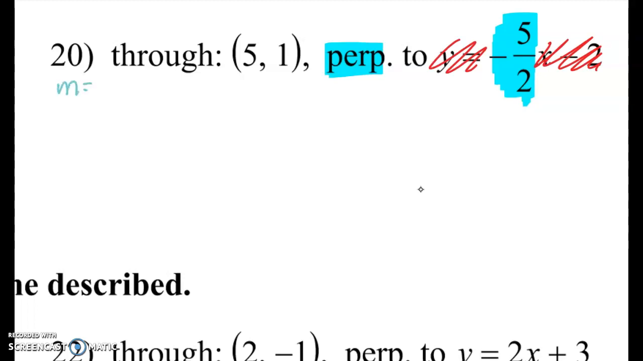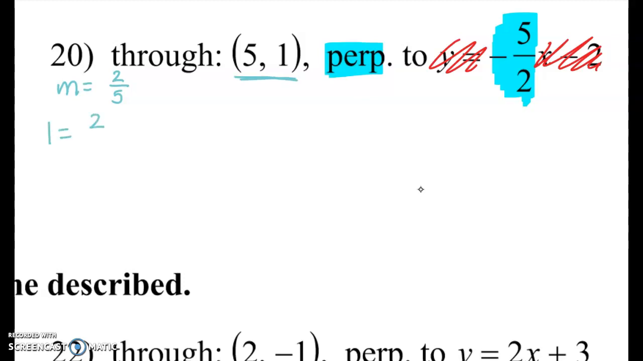In number 20, we have negative 5/2 is the slope they're giving us, but again, it's perpendicular. I don't care about anything else other than the slope in that equation, but the slope that I'm going to want, I'm going to flip it to make it 2/5, and since it was negative, it'll now be positive. So I can use 2/5 and the point that they are giving me.